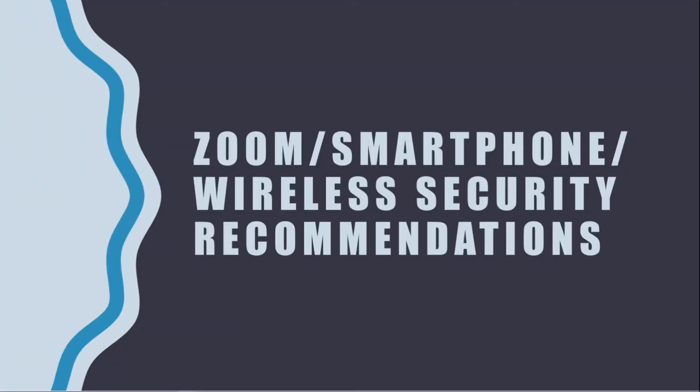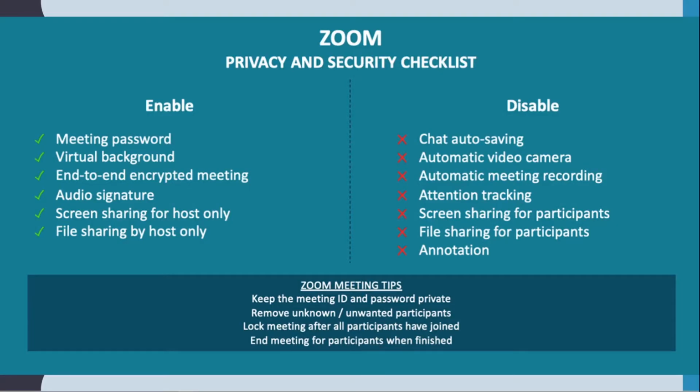Okay, and now let's look at some Zoom and smartphone and wireless security recommendations. So with Zoom, obviously everybody's using Zoom now. There's a lot of features that you may not know about. So we'll go over some checklists here. So for general privacy and security, it's recommended to enable a meeting password. This may be situational. If it's a small meeting, it may not be necessary, but if it's an important meeting, a password is definitely recommended.